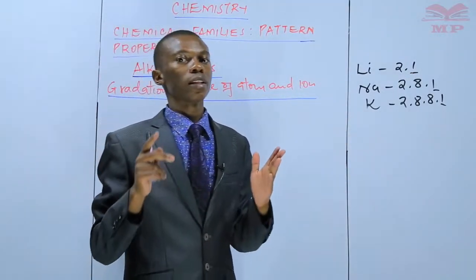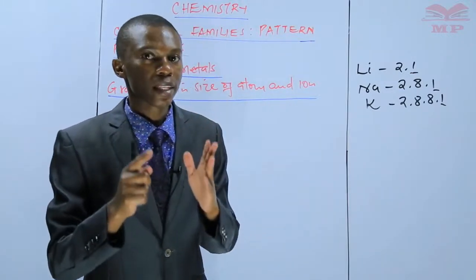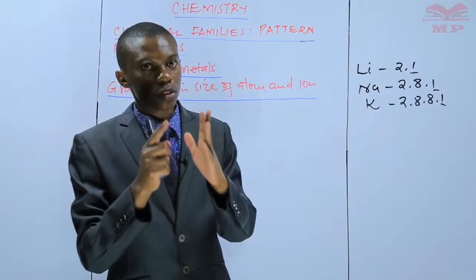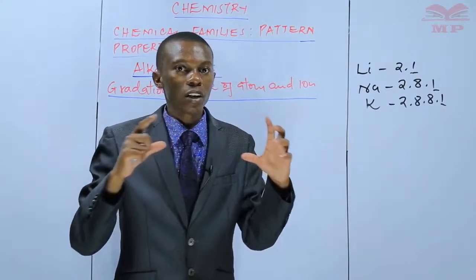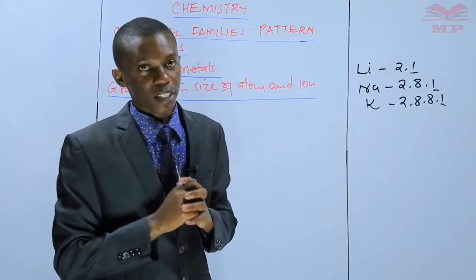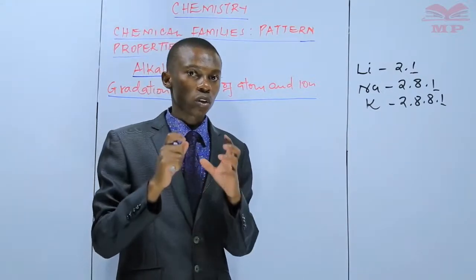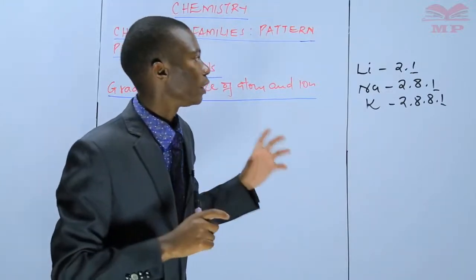And therefore, that's why we are saying that the size of potassium is larger than the size of sodium, and the size of sodium is larger than the size of lithium, depending on the number of energy levels which are occupied by electrons in each atom or in each element.